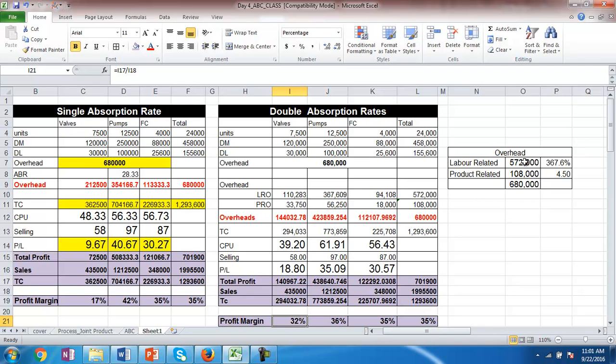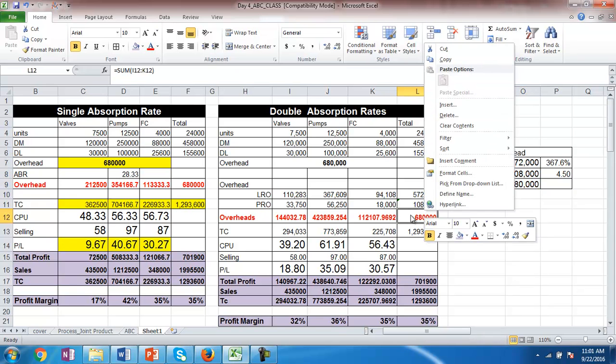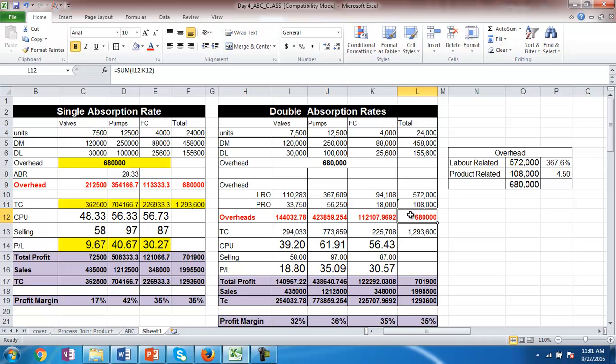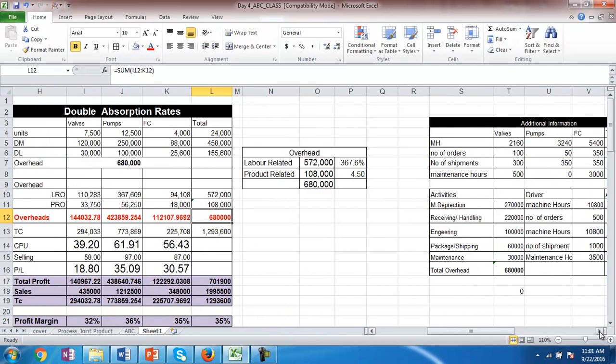But here also we have observed that the overheads are allocated on the basis of the volume of input, which is labor, or volume of output, which is the quantity of goods produced and sold. Suppose we want to understand these expenses, overheads better, and understand the underlying activities and bring in the richness of activity-based costing. Will the cost and profit change?